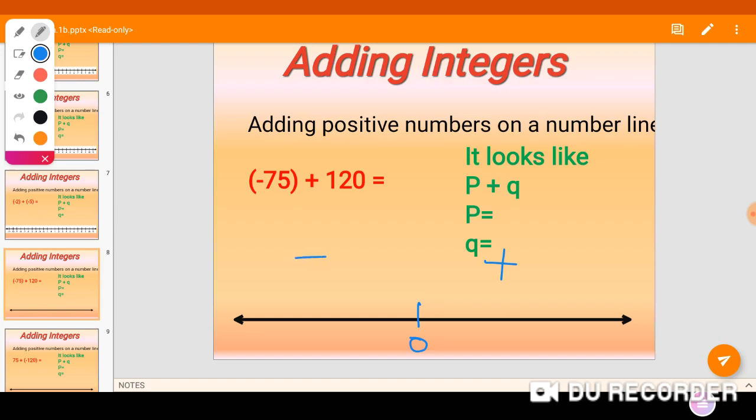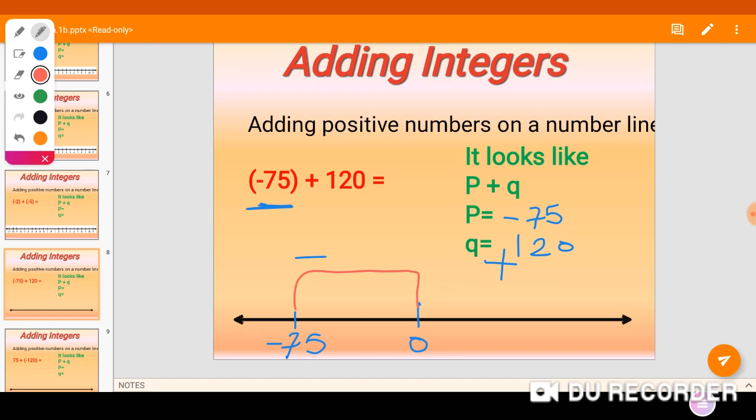So where to put? We want to start with P. P equals negative 75. So we will start from P, which is on the left-hand side. Consider it here. So if this is negative 75, and we want to add 120, positive. So Q here is positive 120. So we will go to which side? Yes, right-hand side. Let's start. We will count until here.